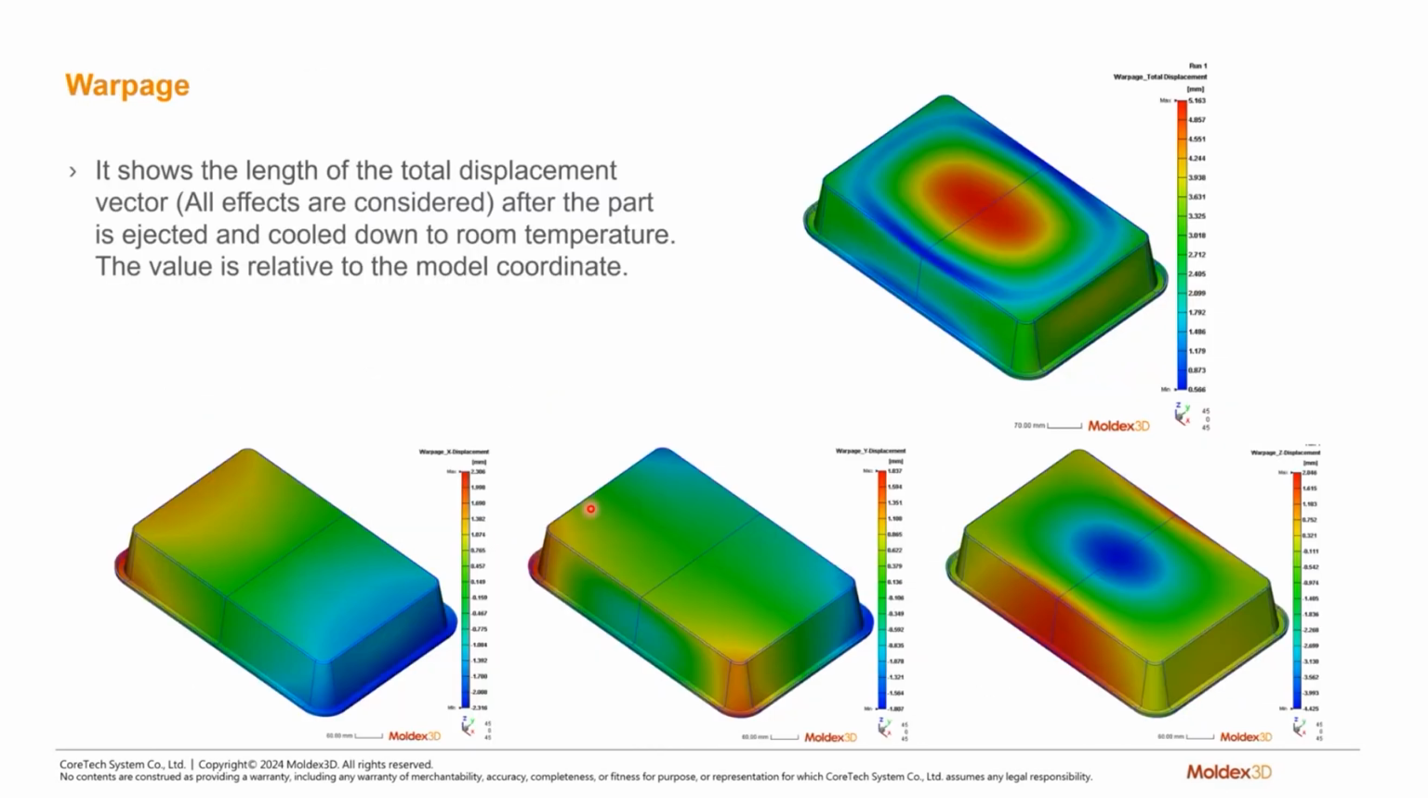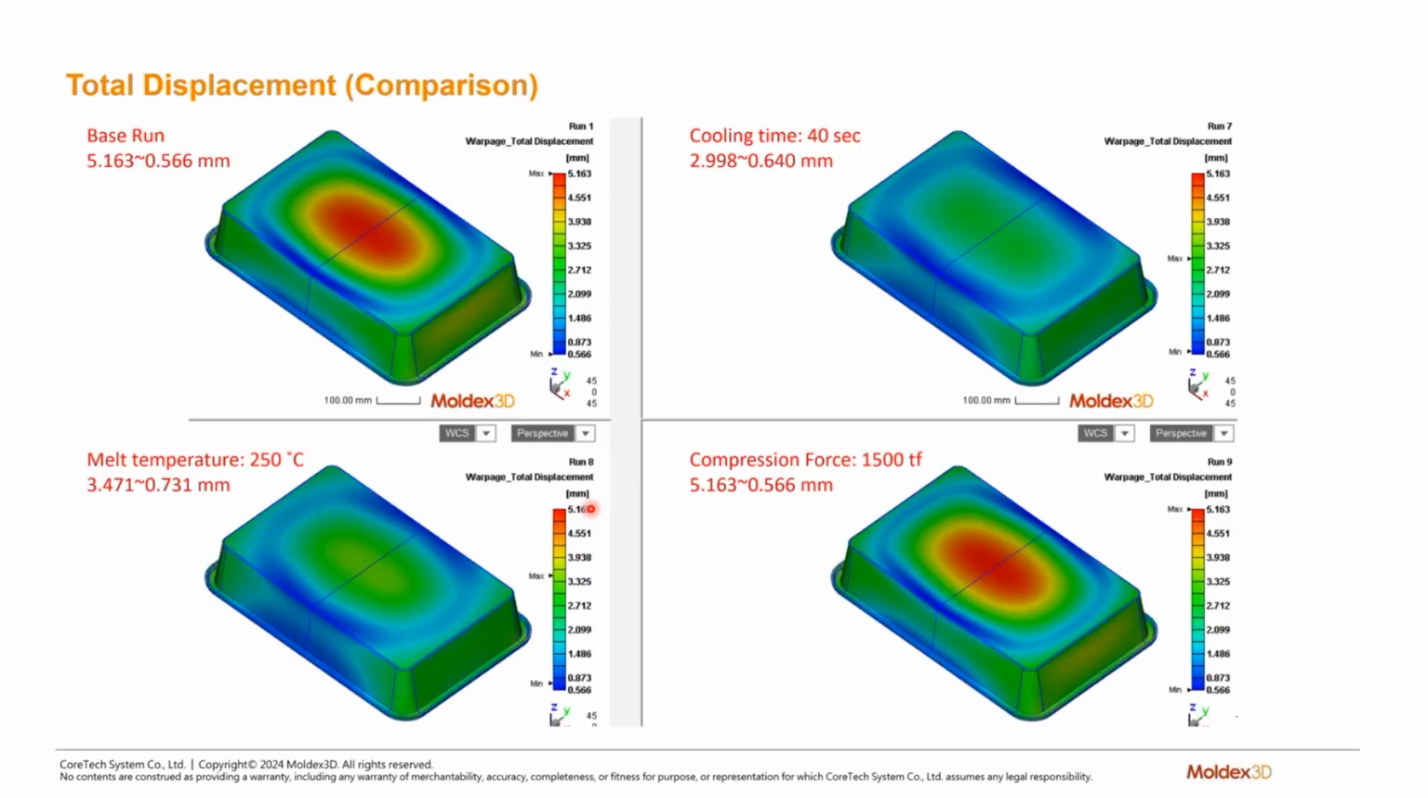The last one is our target, because we want to reduce the warpage. In Moldex3D, we provide the total displacement, X displacement, Y displacement, and Z displacement. So this is the total displacement comparison table. In this table, we see the cooling time. When we extend the cooling time, the warpage total displacement result is the best.